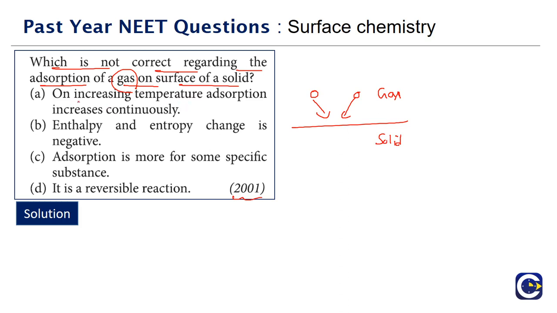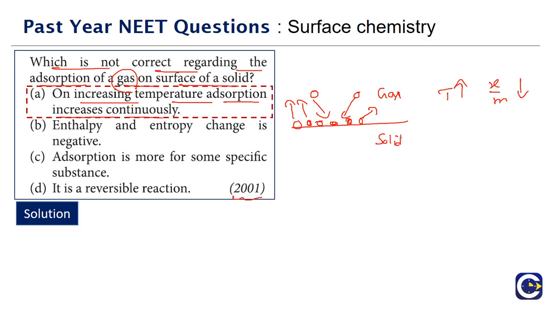So option A is saying that on increasing temperature, adsorption increases continuously. What happens is when we increase the temperature, the particles will obtain more thermal energy, and they would start leaving the surface. As a result of it, if we increase the temperature, the extent of adsorption will actually decrease. So the statement that is incorrect is option A. And we can go through the other statements also.